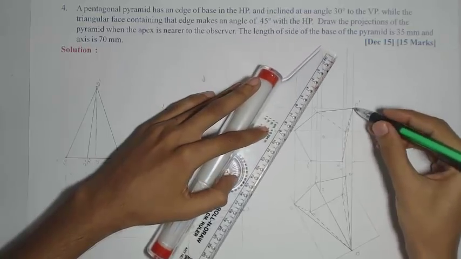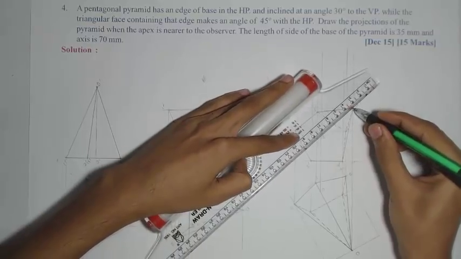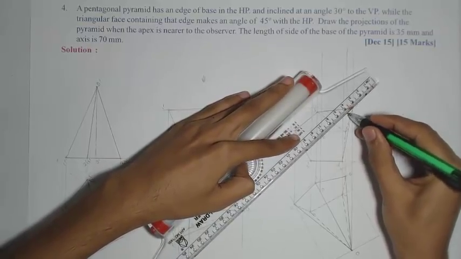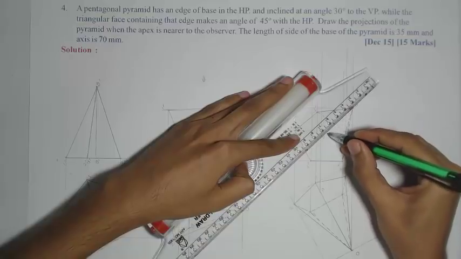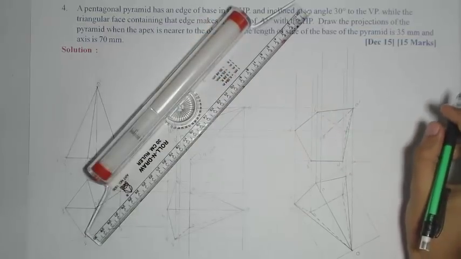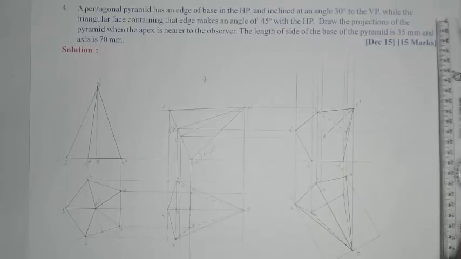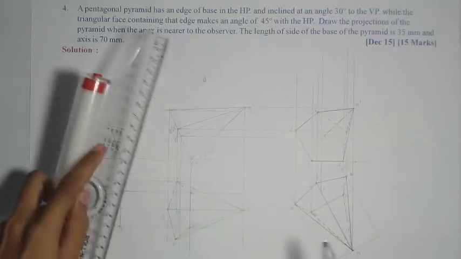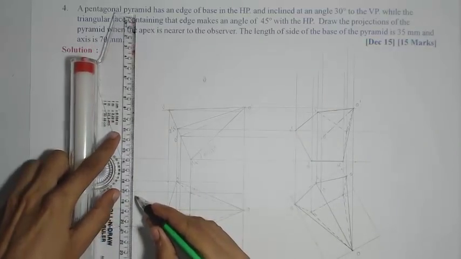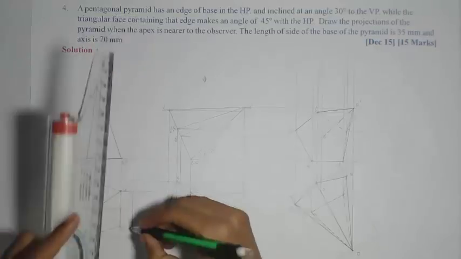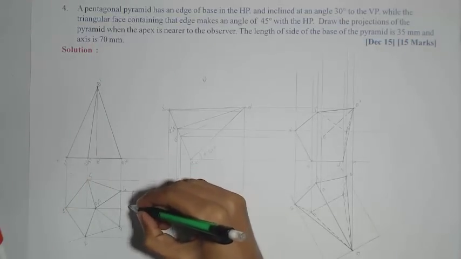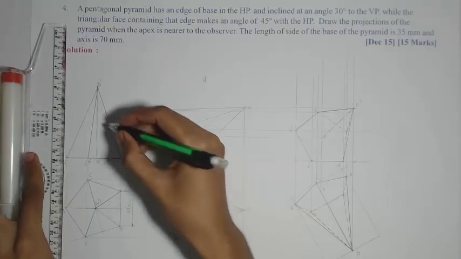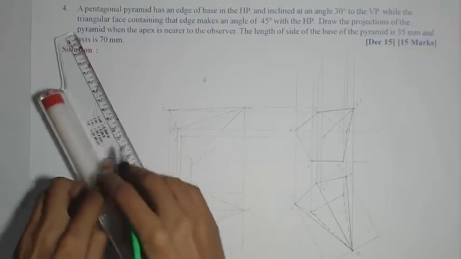Now we'll show the axis O dash to O dash by long dash short dash. It should be a light line. Now this completes the solution for this particular problem. But in addition, we can show the dimensions. The base edge is given as 35. Axis height is given as 70.